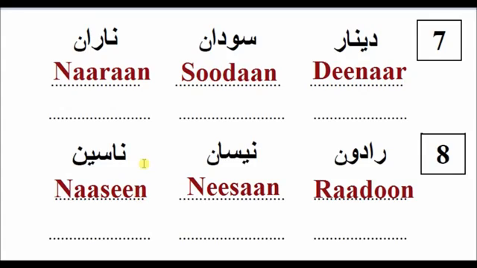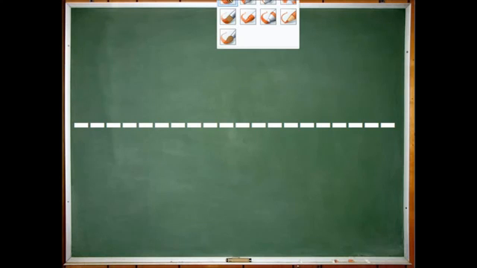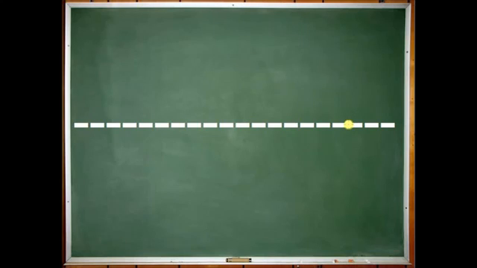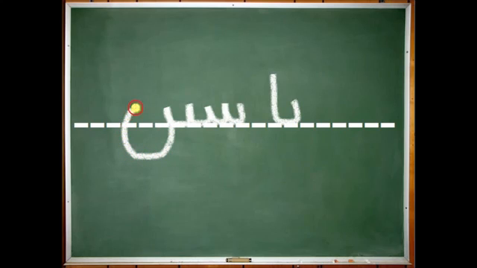The last word of the eighth row. Naseen. Naseen. Written. We have the noon followed by the alif. Na. Then we have the sin followed by the ya. Then we have the noon at the end. Go back and put in our dots. Dot in between the two arms of the noon, two dots below the ya, and a dot on the noon. Naseen. Okay.